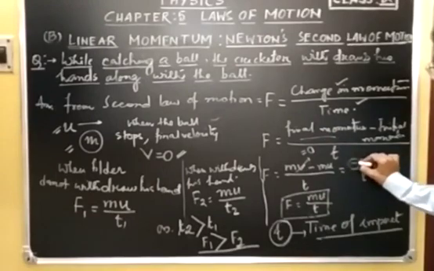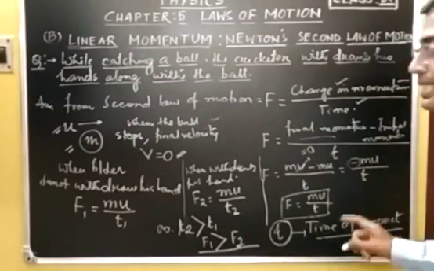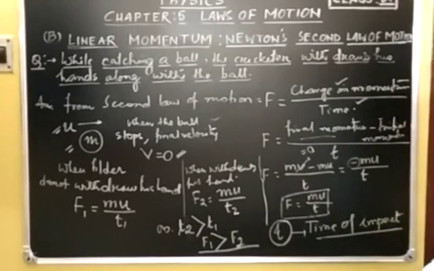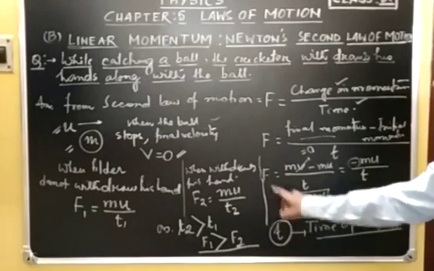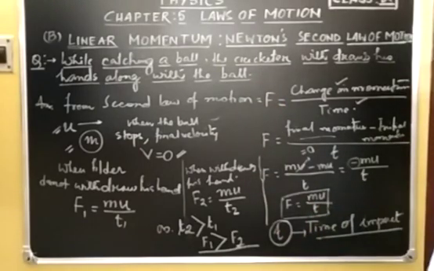So force cannot be negative. What is the significance of the negative sign? That is, here the force acts opposite to the direction of motion. That gives me the expression for force in this case equal to mu by t. t is the time of impact.